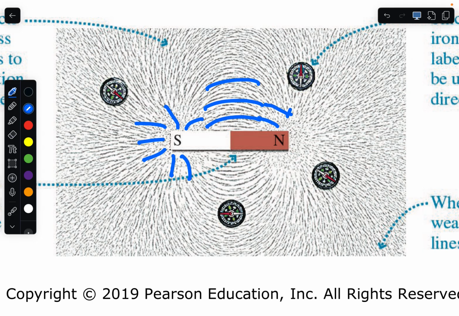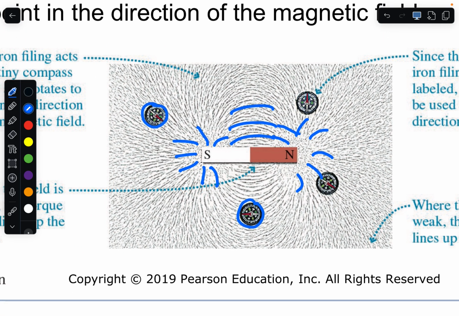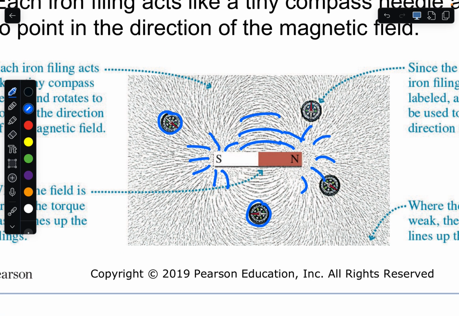Okay? And then you can stick a compass anywhere, and that compass is going to align with those magnetic field lines. And they're going to point towards the north, and away from the south. So let's look at a real life picture of this.